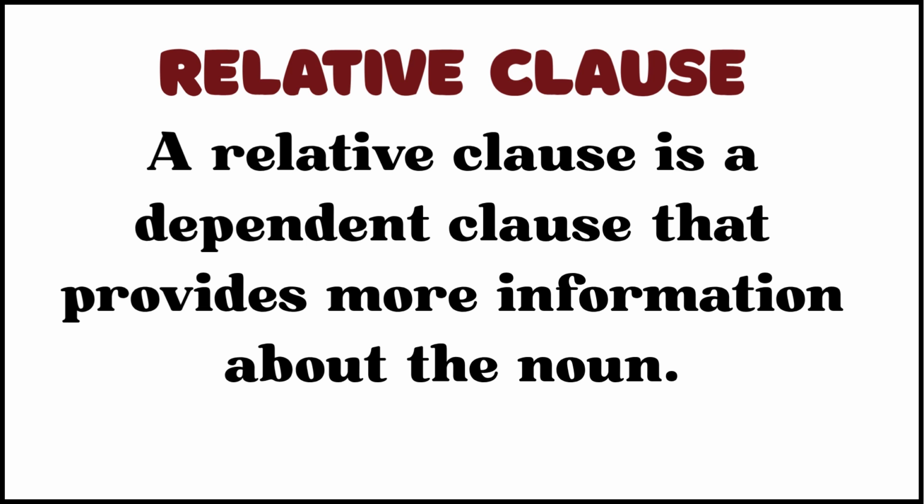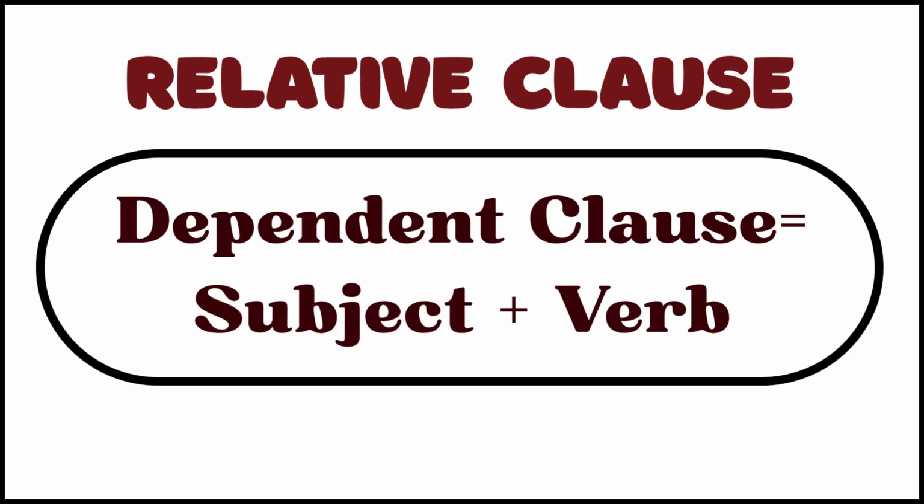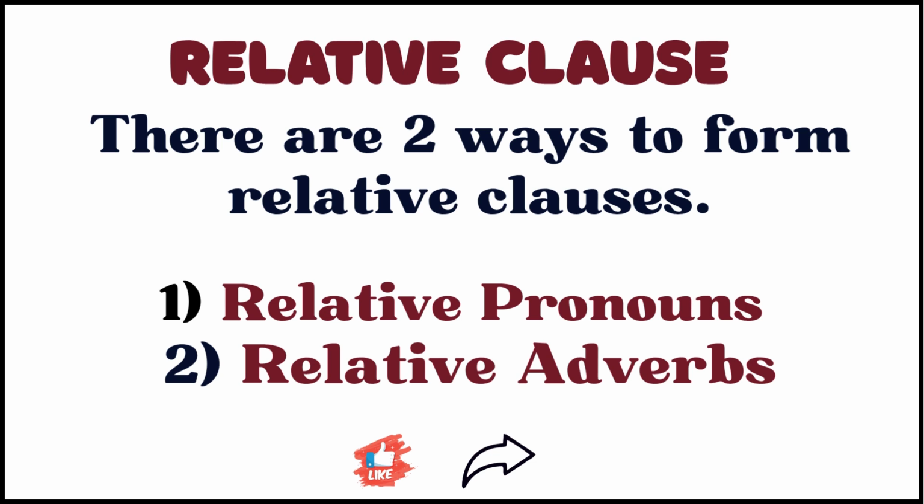A relative clause is a dependent clause that provides more information about the noun or the pronoun that it's referring to. As you all know, a dependent clause contains a subject and a verb. However, it cannot stand on its own. It needs the help of an independent clause to complete its meaning. Relative clauses can add more variety to sentence structures, especially in the writing and speaking modules.